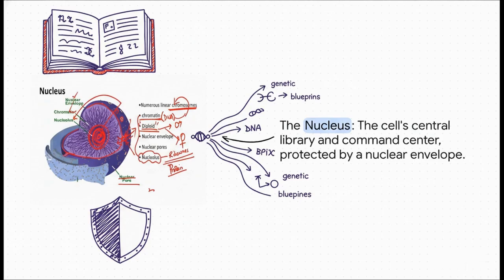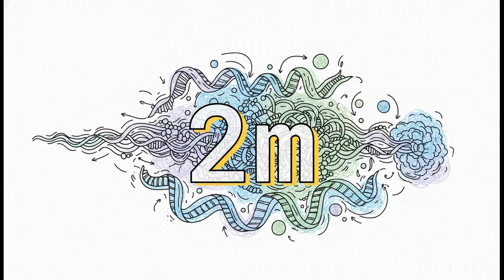They're the secure channels that let information pass in and out. Now get this. If you took all the DNA packed inside one single human nucleus and stretched it all out, end to end, it would be about 2 meters long. 2 meters! So how on earth do you cram that into a space that's just a few microns wide?